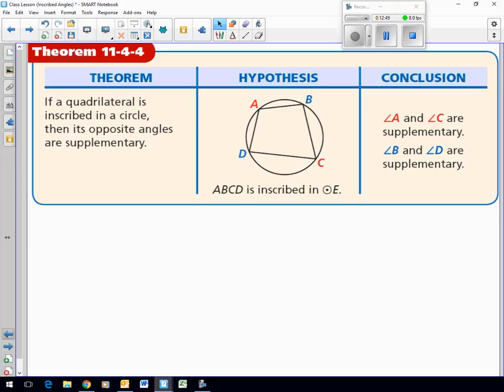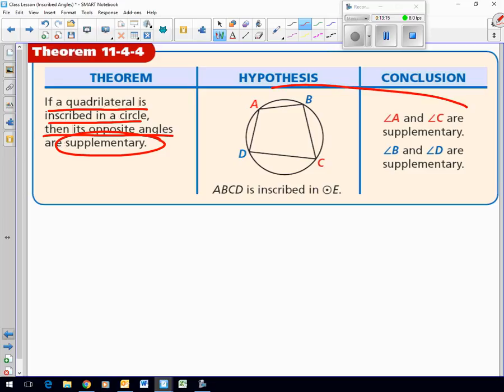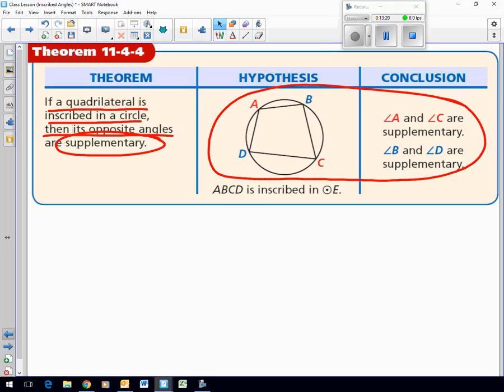If a quadrilateral is inscribed in a circle, then its opposite angles are what? Supplementary. Equal to 180, right? If you have a quadrilateral that is inscribed in a circle, then that means that the opposite angles are supplementary. And if you would do me the pleasure of writing down that information, we'll be done for today.